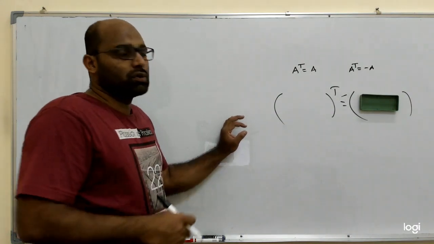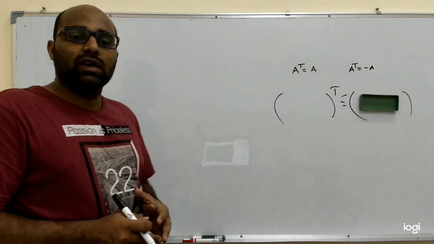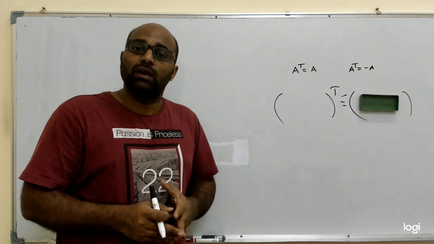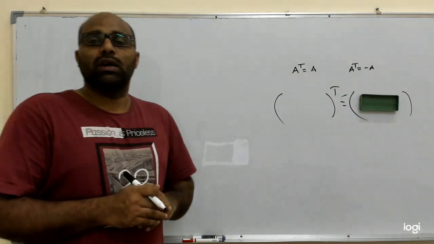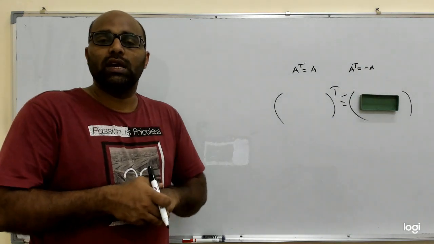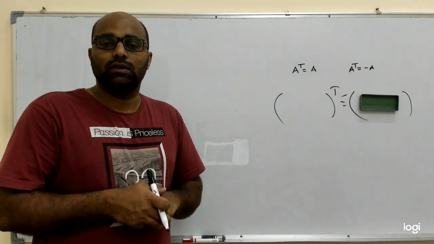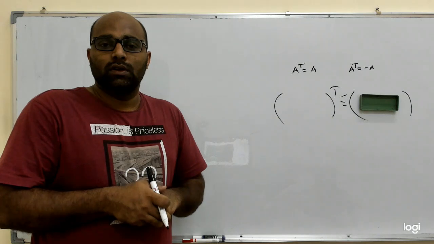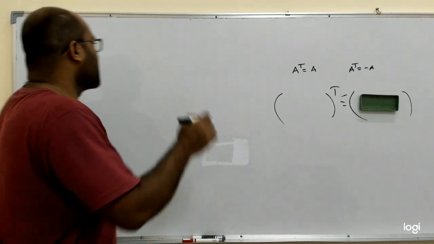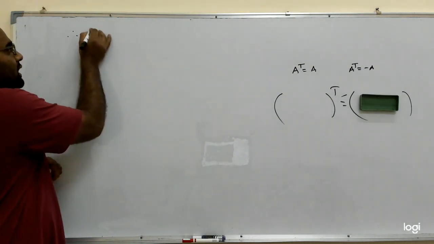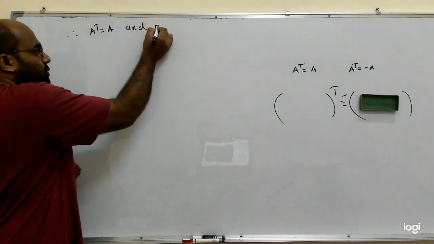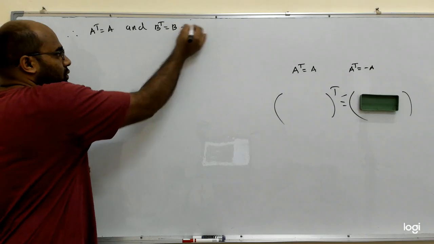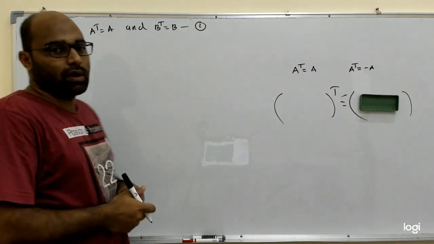So we can come to this question. What is given? A and B are symmetric matrices. So we can start. Given that A and B are symmetric matrices, therefore the condition is A transpose equal to A and B transpose equal to B. This I took as equation number 1.